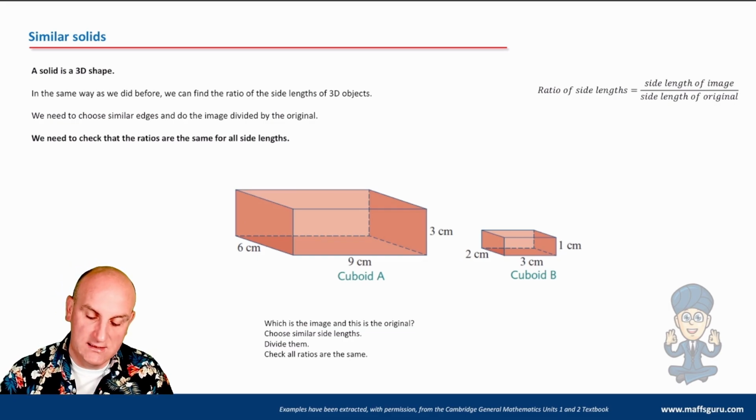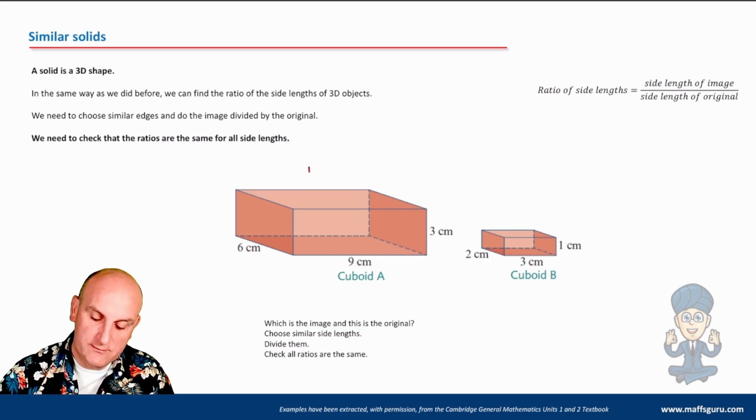So again, let's label this. Which is which? This one here is my original, he says, not being able to spell. And this one here is my image.